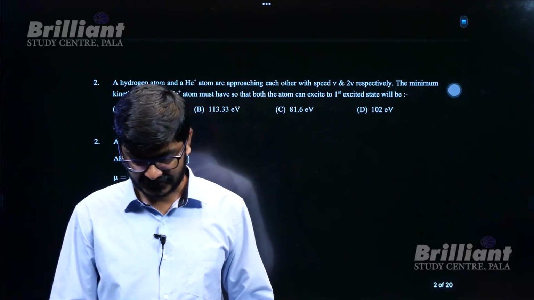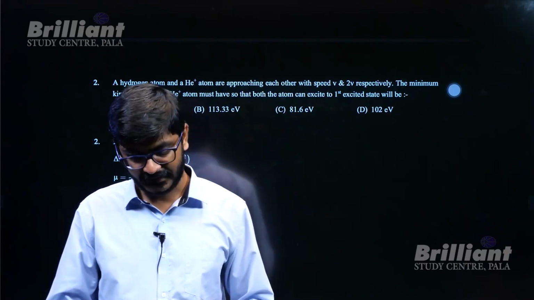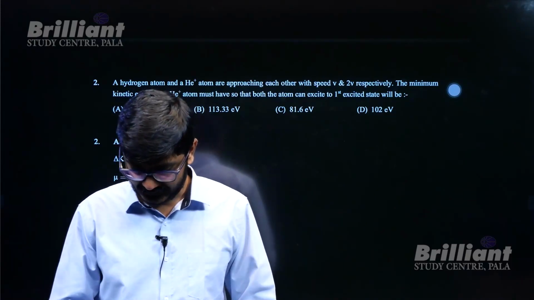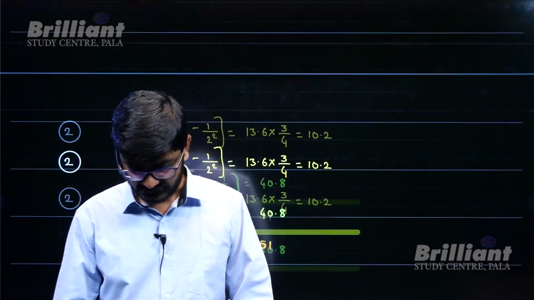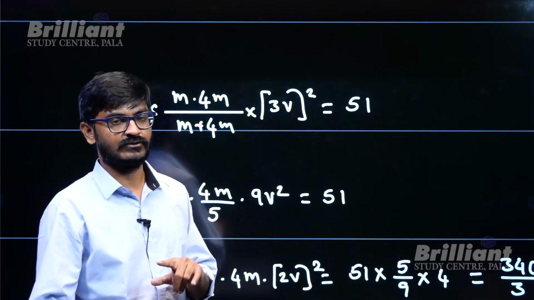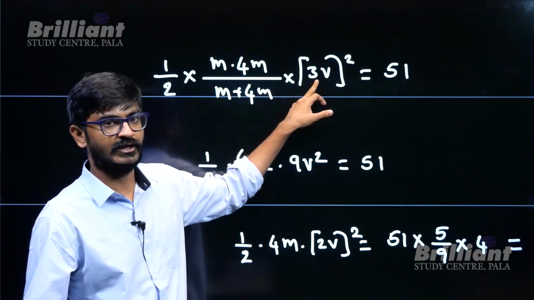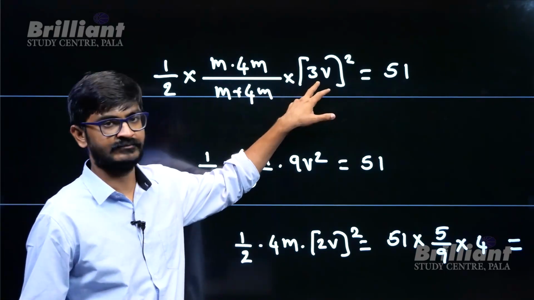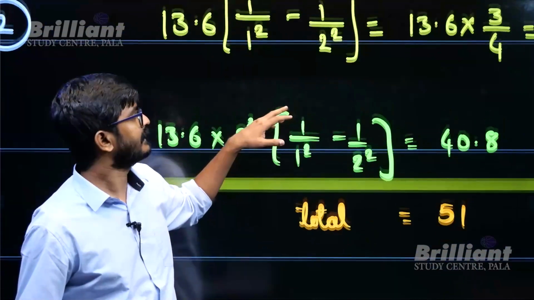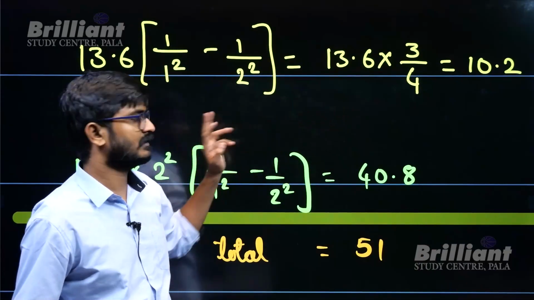A hydrogen atom and helium plus are approaching each other with speeds 2v and 2v respectively. Find the minimum kinetic energy that helium plus must have so that both the atoms can be excited to the first excited state. So first of all, maximum kinetic energy loss will happen in a perfectly inelastic collision. In a perfectly inelastic collision, the maximum kinetic energy loss will be half m1 m2 by m1 plus m2 into relative velocity square. Relative velocity in this question is 3v, right? So this is the maximum kinetic energy loss that can happen, but that must be sufficient to excite hydrogen to the first excited state and helium plus to the first excited state.